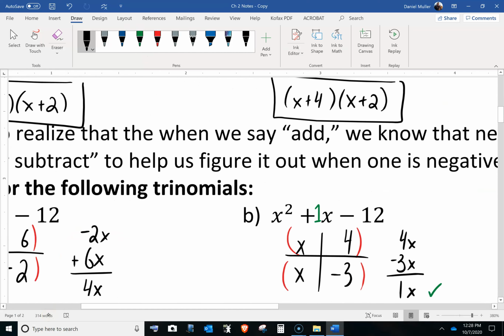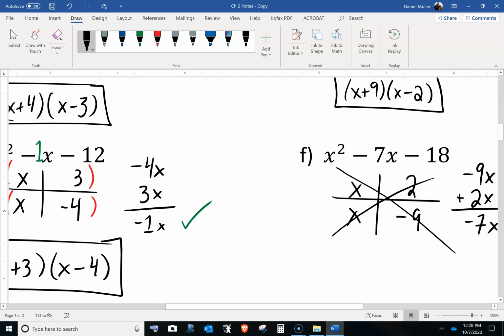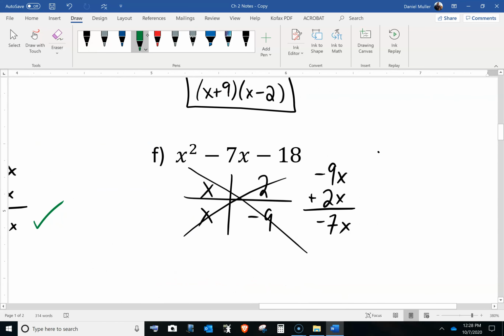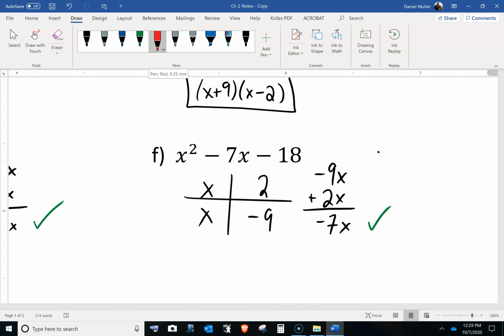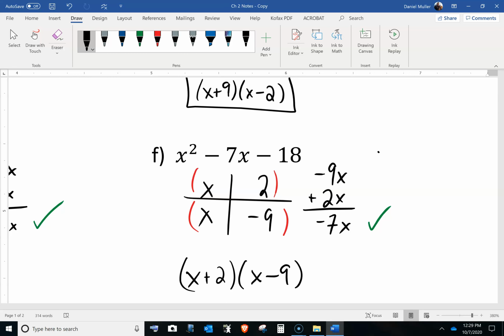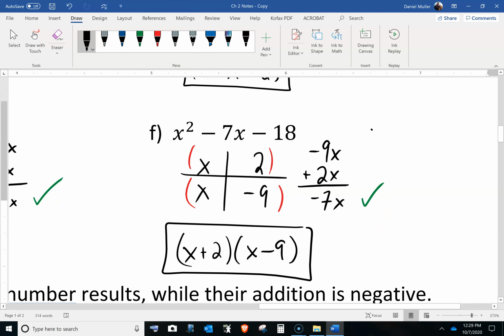So let's just go here. Obviously, I've just changed a bunch of buttons around. That's weird. Okay, so that worked. X plus 2 and an x minus 9. There we go. And now we can move on to example 3.